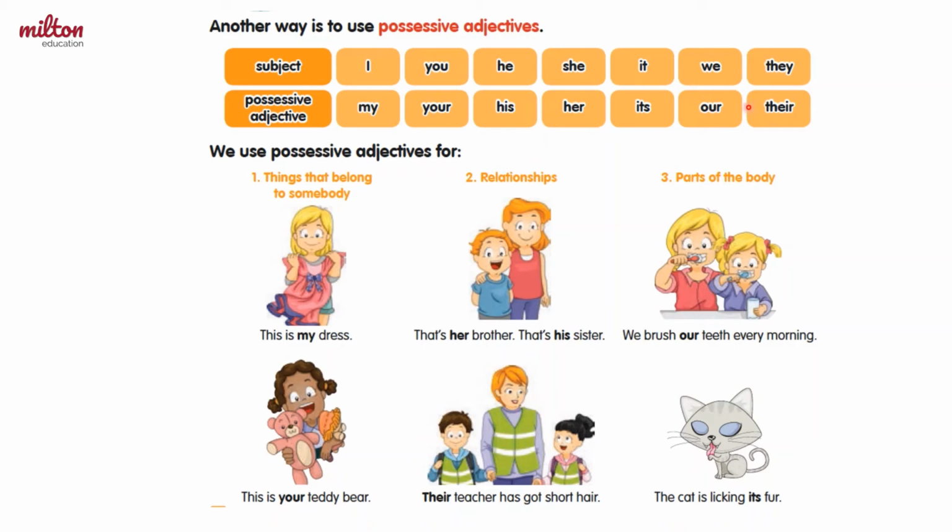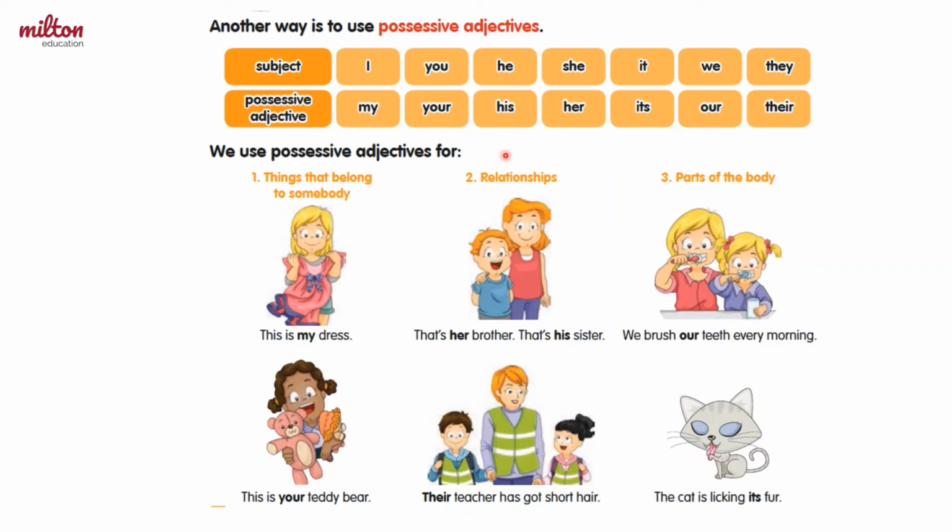We use possessive adjectives in 3 different situations. To talk about things that belong to somebody. For example, this is my dress. It's my dress. I am talking about my dress. Or, in this situation, this is your teddy bear. It belongs to you, so it's your teddy bear.